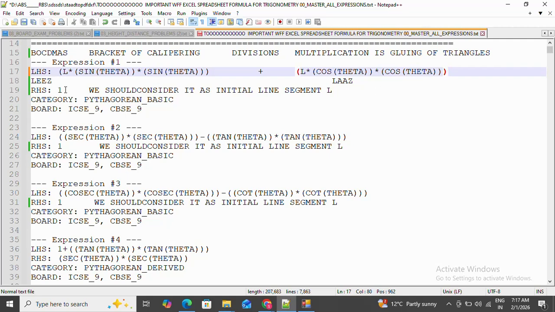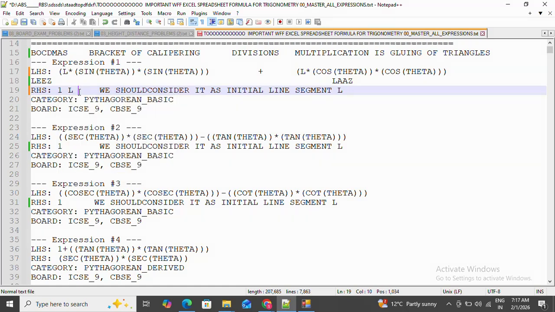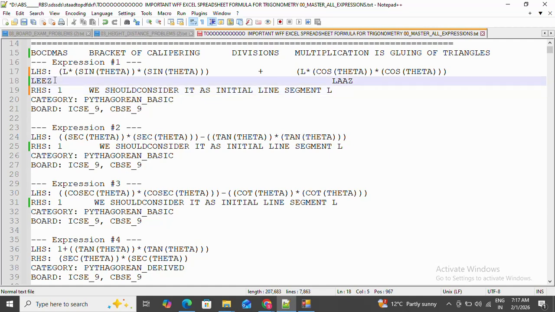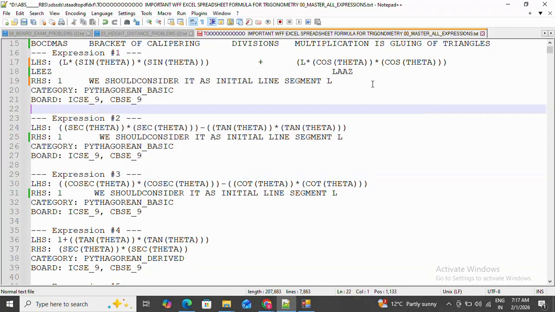And here we are seeing that on the right hand side there is a RHS, which means 1 and which is actually understood as L, that is the overlapping with the L. First of all, we will discuss these kind of things. Here L sin theta star sin theta has a representative as the LEEZ, and for L cos theta star cos theta we have another representative, the LAZ, and there are 16 types of such representatives for the L cos theta star cos theta.